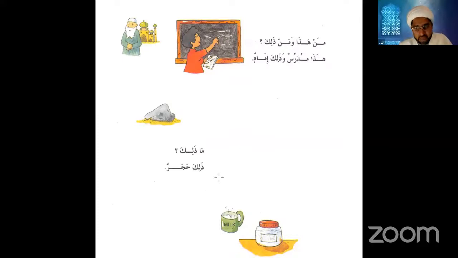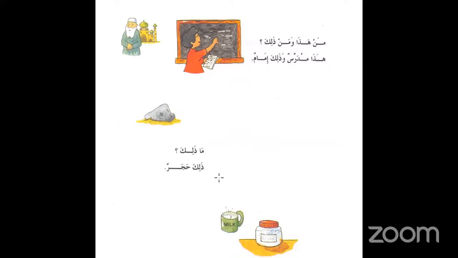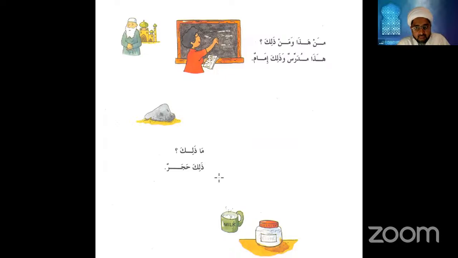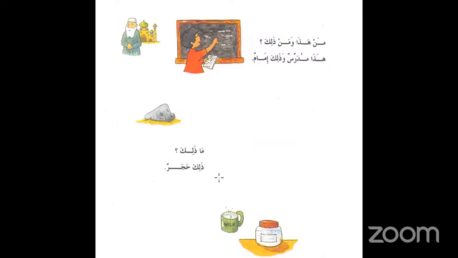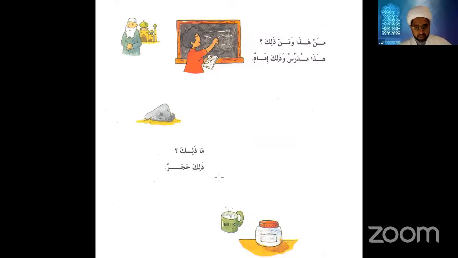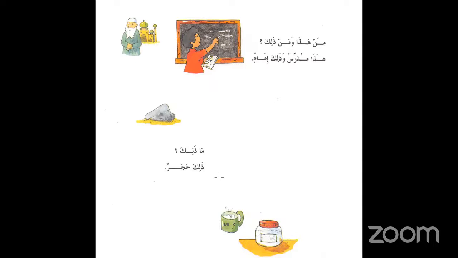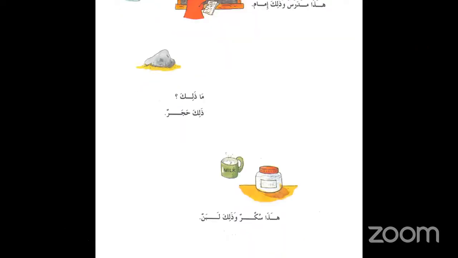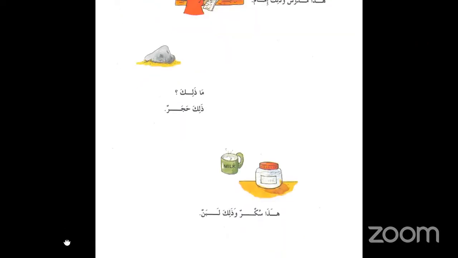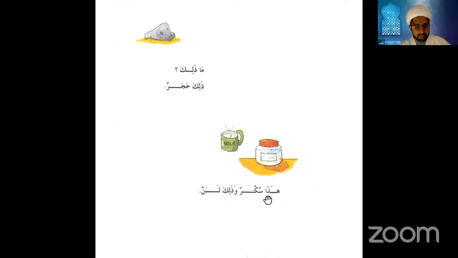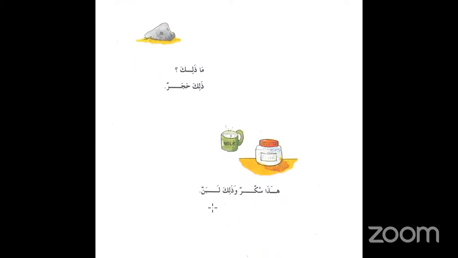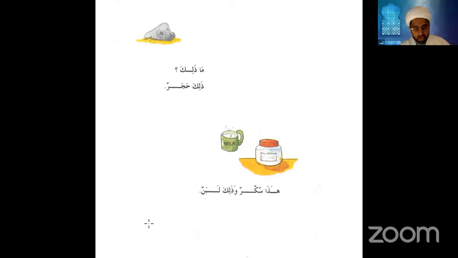That's right. Correct. Bismillah. Man hadha wa man dhalika? Who is this and who is that? Correct. Hadha mudarrisun. This is a teacher and that is an imam. Excellent. Ma dhalika, what is that? Dhalika hajarun. That is a stone. Perfect. Hadha sukkarun wa dhalika labanun. This is sugar and that is milk.